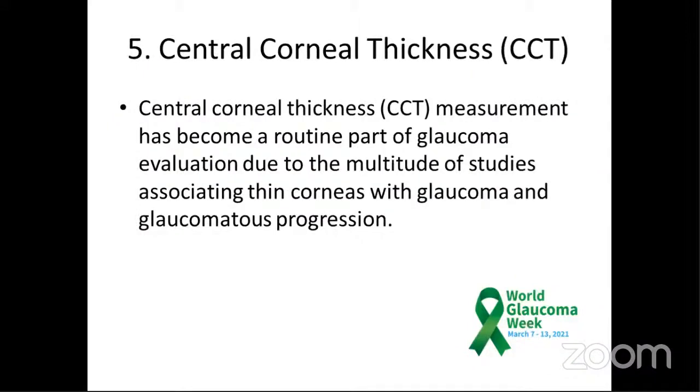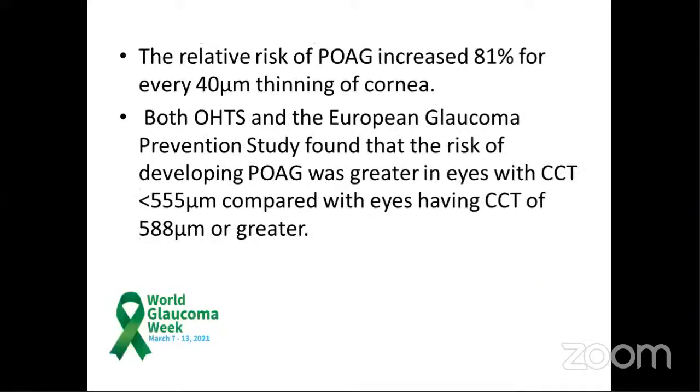Central corneal thickness measurement has become a routine part of glaucoma evaluation due to the multitude of studies that show thin corneas associated with glaucomatous progression. The relative risk of POAG increased 81% for every 40 microns thinning of the cornea. So both the Ocular Hypertension and European Glaucoma Prevention Study found that the risk of developing POAG was greater in eyes with CCT less than 555 microns compared with eyes having CCT of 588 microns or greater.